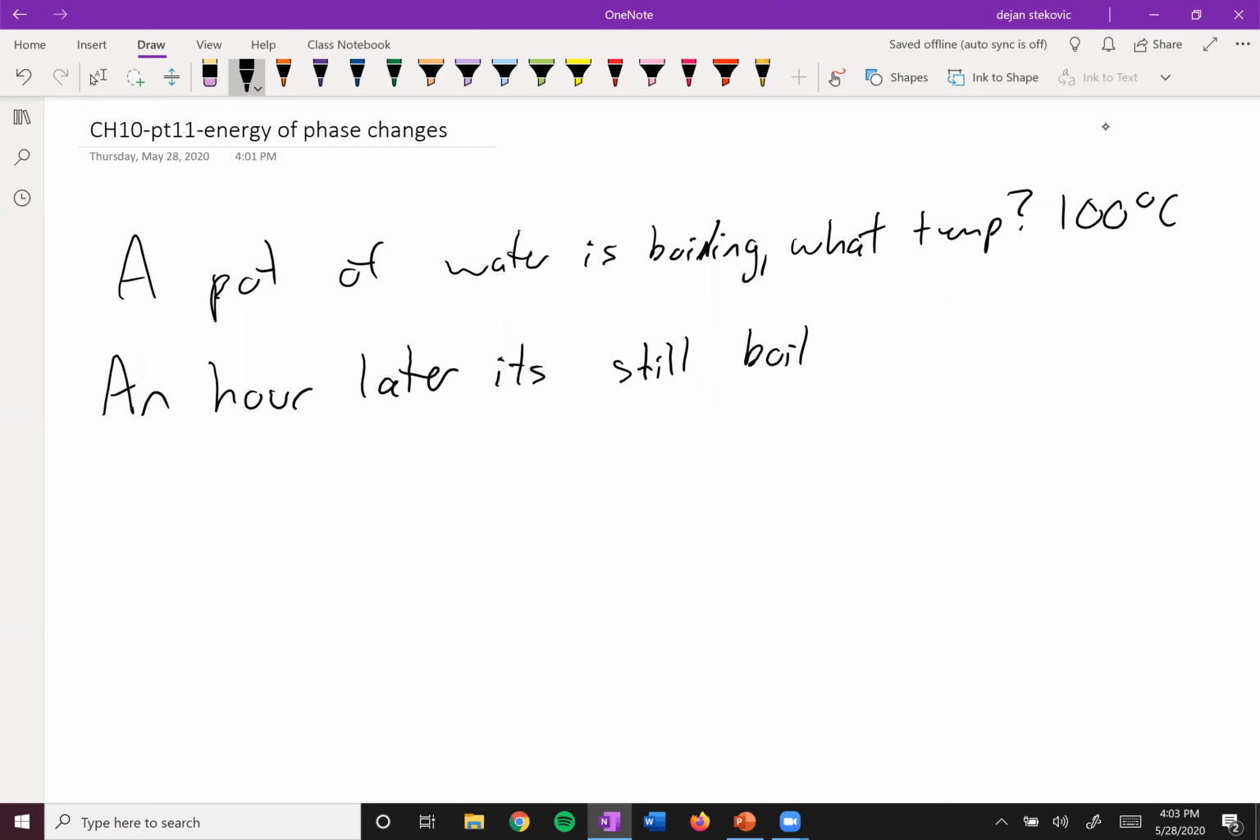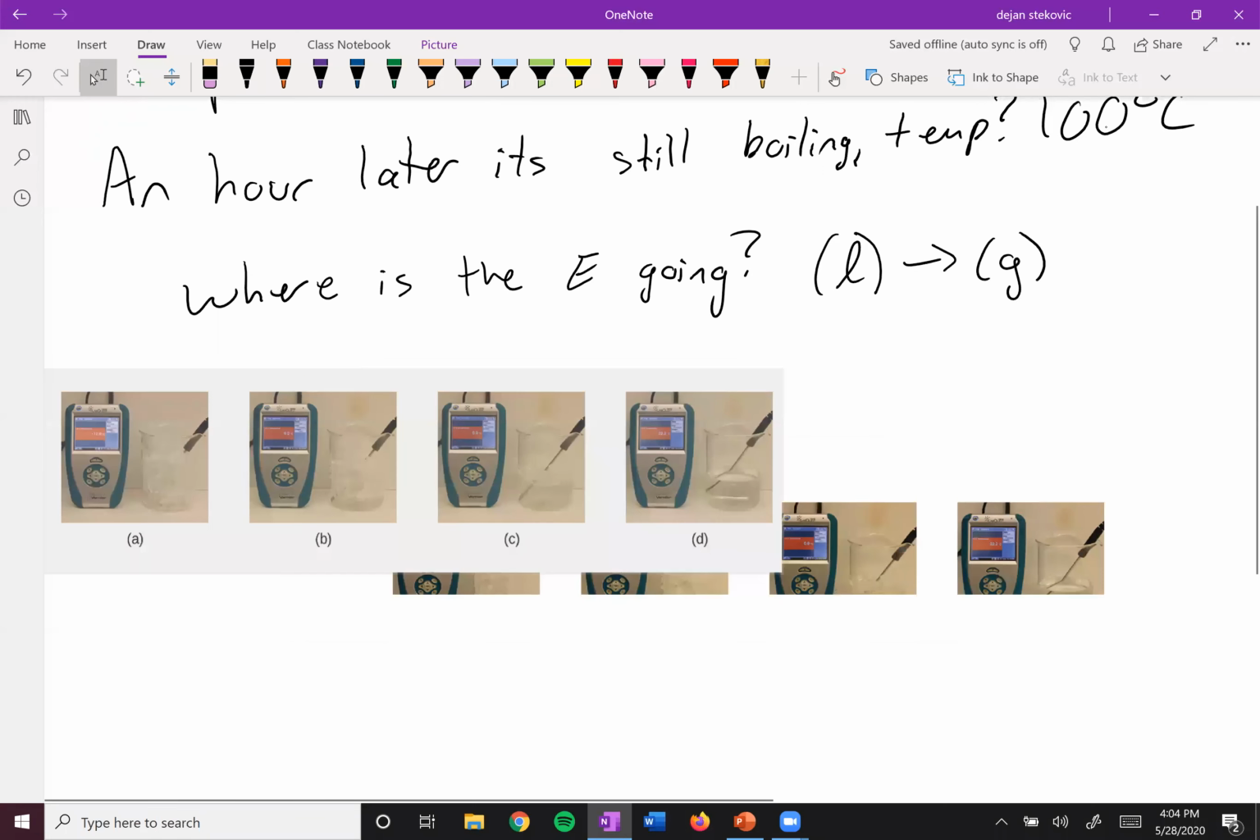Right? We're heating this, we're heating it, so we're adding energy into the system. Where is this energy going? Well, it's going into the molecules to break the intermolecular forces and allow them to go from a liquid phase to a gas phase. Same thing this picture is showing right here.